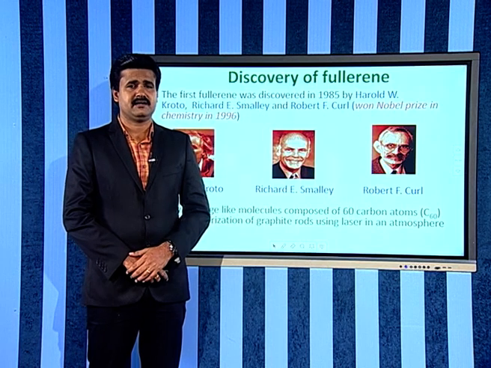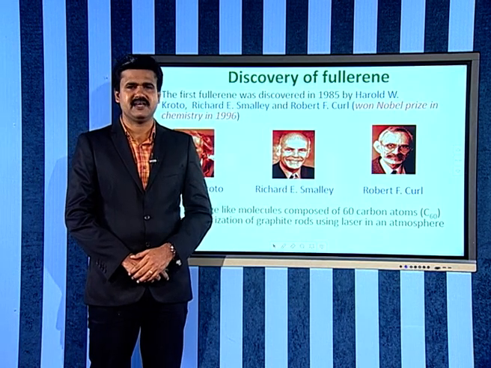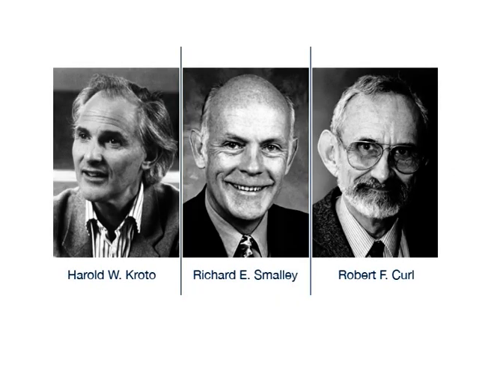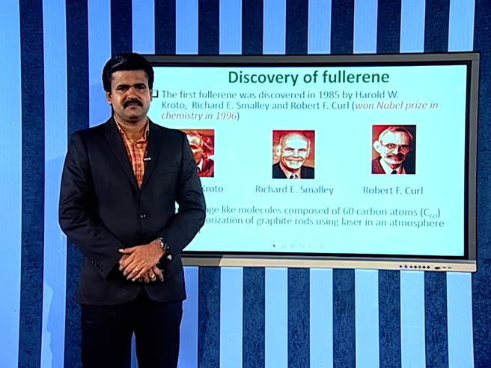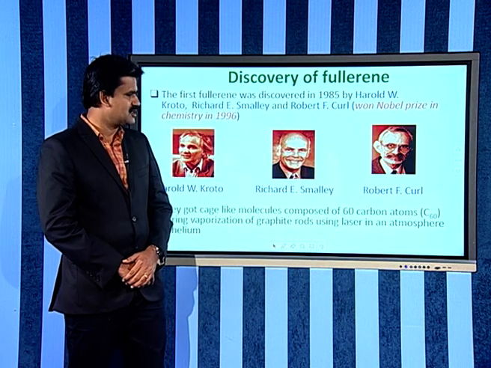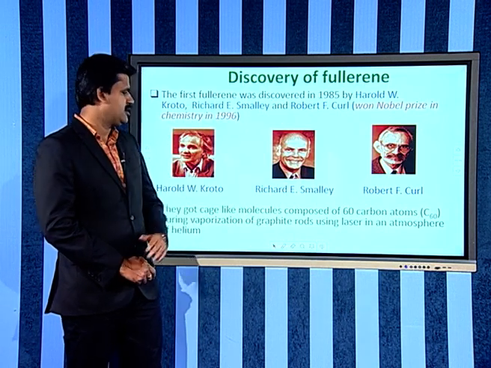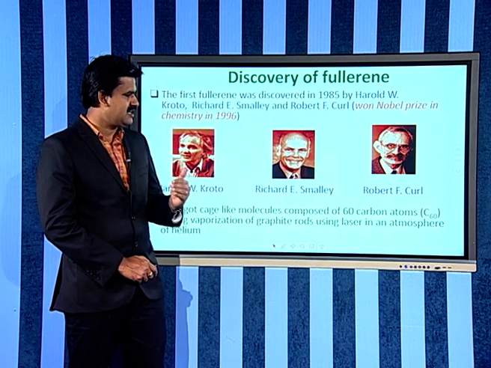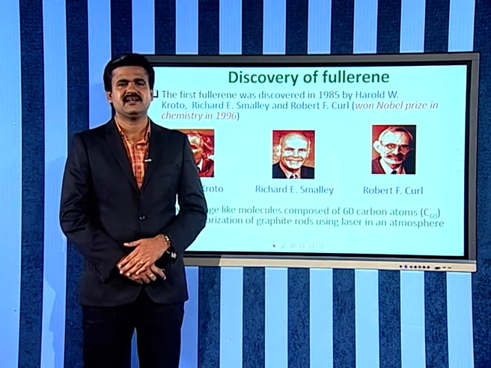The first fullerene was discovered in 1985 by a group of 3 scientists, Harold W. Kroto, Richard Smalley, and Robert F. Curl. Note that these people won the Nobel Prize in Chemistry in the year 1996. This group of scientists got cage-like molecules composed of 60 carbon atoms during vaporization of graphite rods using laser in an inert atmosphere of helium.